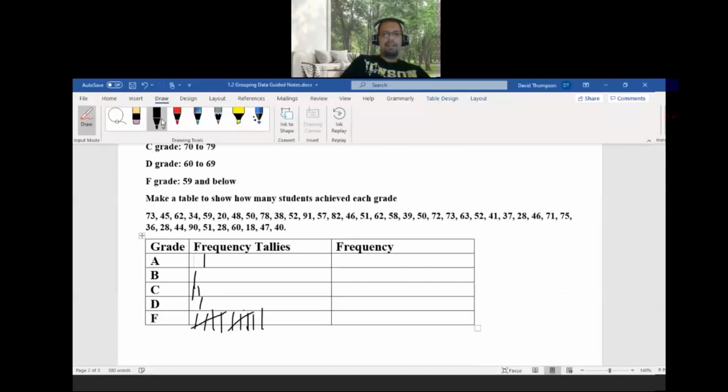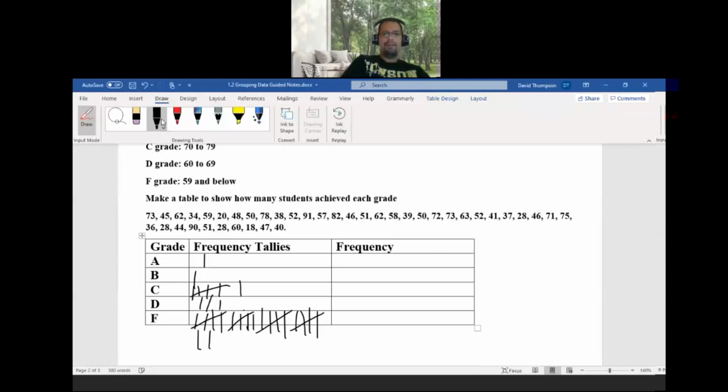51 would be an F. 62 would be a D. 58 would be an F. 39 would be an F. 50 would be an F. 72 would be a C. 73 would be a C. 63 would be a D. 52 would be an F. 41 would be an F. 37 would be an F. 28 would be an F. 46 would be an F. 71 would be a C. 75 would be a C. 36 would be an F. 28 would be an F. 44 would be an F.